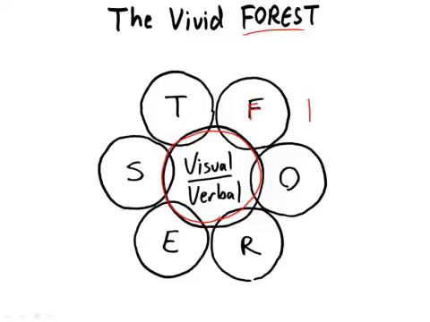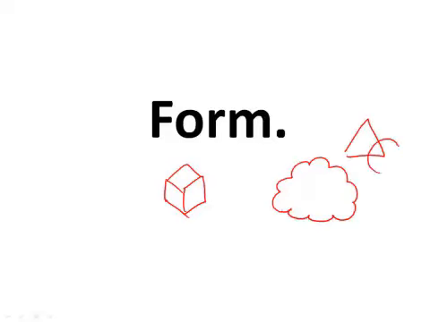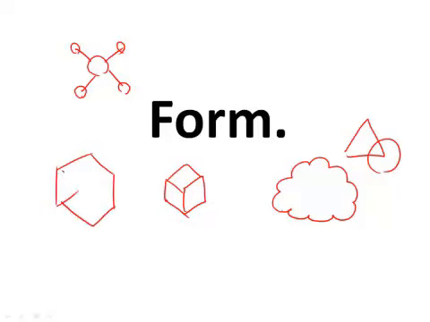F, which stands for today's lesson, which is form. A vivid idea has vivid visual form. What do we mean when we talk about form? Well, I mean shape. I mean something that moves away from the cloudy and becomes the specific. Something that has a recognizable, understandable aspect to it that we can look at and say, oh, I think I know what that thing is.